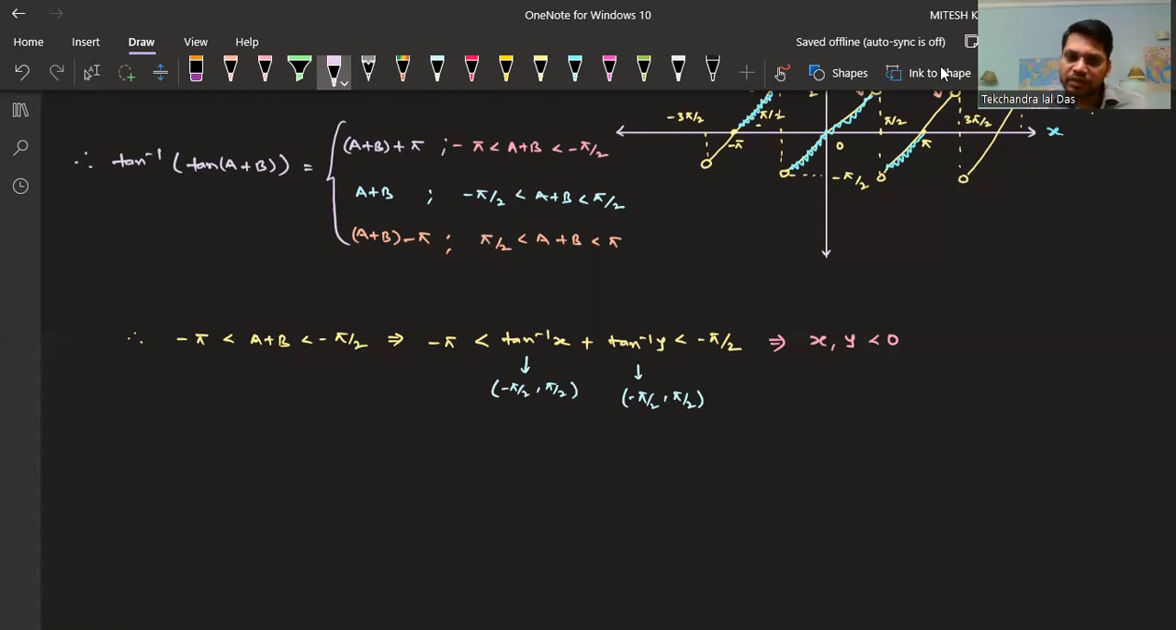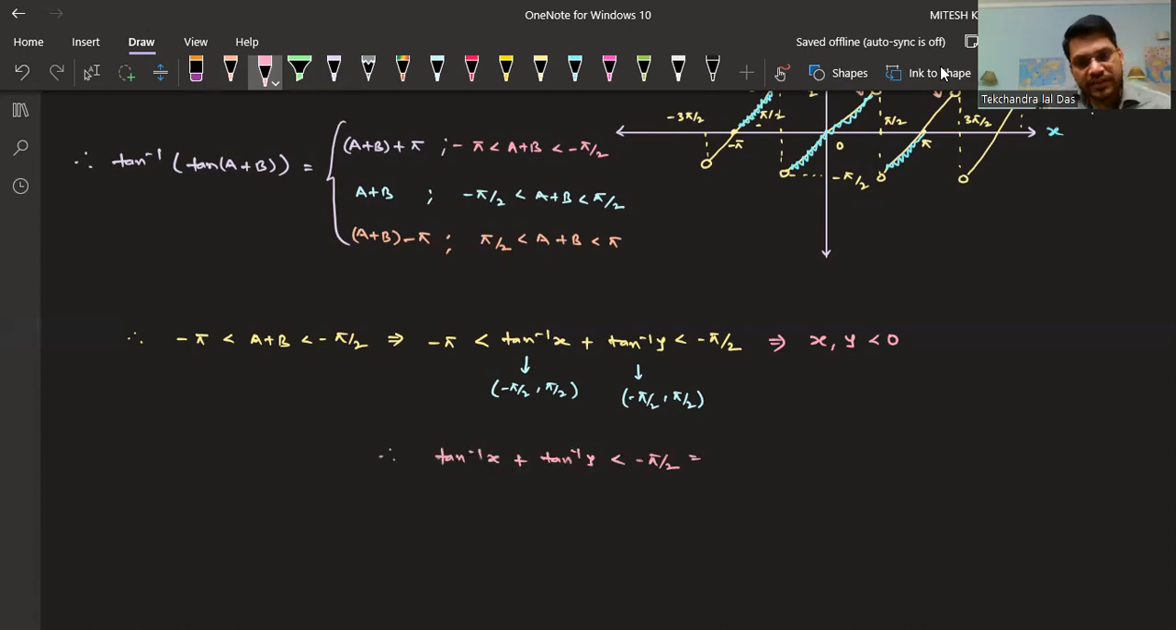Okay, this part is obvious, but tan inverse x plus tan inverse y less than minus pi by 2 is not obvious. Sorry, tan inverse x plus tan inverse y less than minus pi by 2 is limiting here. So we have a limiting inequality. We have to solve tan inverse x plus tan inverse y less than minus pi by 2 only, because this is the limiting inequality here.